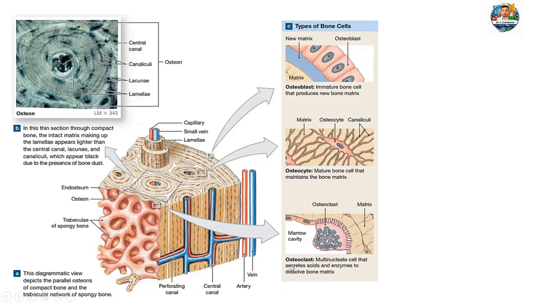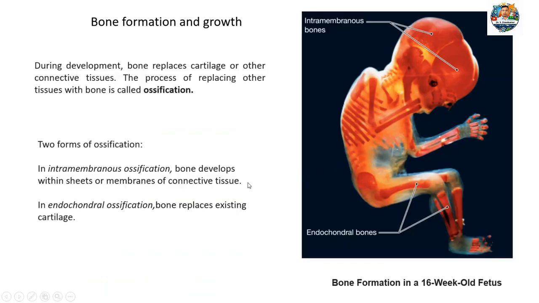So osteoclasts are the bone dissolving or bone resorbing cells, whereas osteoblasts are the bone forming cells. Okay, coming to bone formation and growth. Bone is formed by replacing other connective tissues like cartilage, and this process of replacing connective tissues with bone is called ossification.